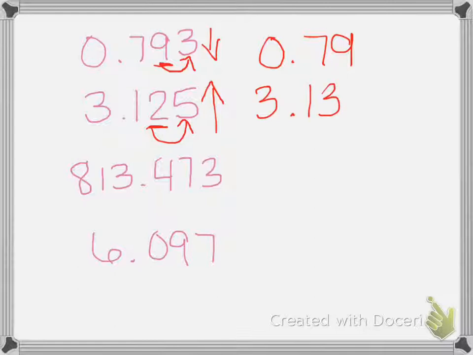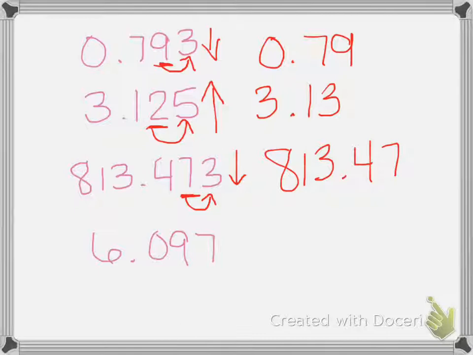Then we have 813 and 473 thousandths. Again, since the 7 is in our hundredths place, we look to the right, it's a 3, so we round down. So our answer is 813 and 47 hundredths. The last one is 6 and 97 thousandths.